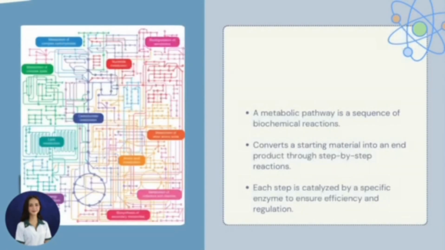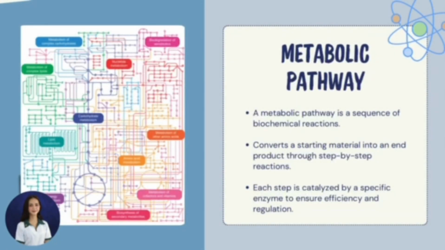So the metabolic pathway is a sequence of biochemical reactions. It converts a starting material into an end product through step-by-step reactions. Each step is catalyzed by a specific enzyme to ensure efficiency in regulation.